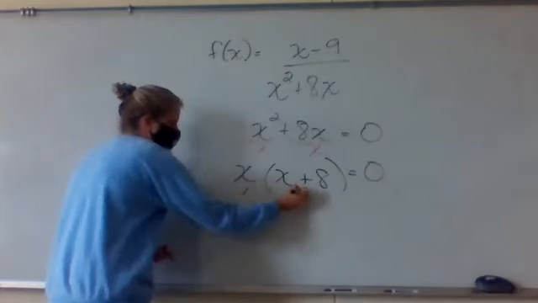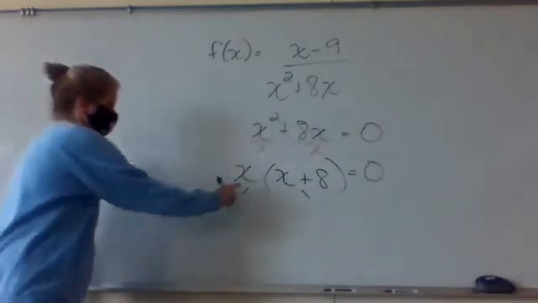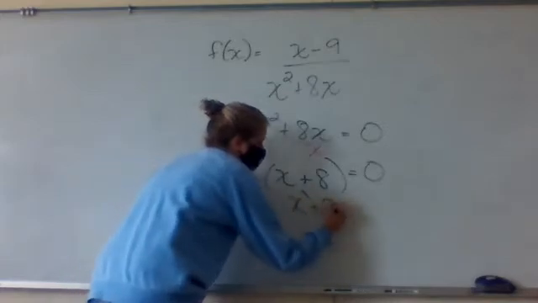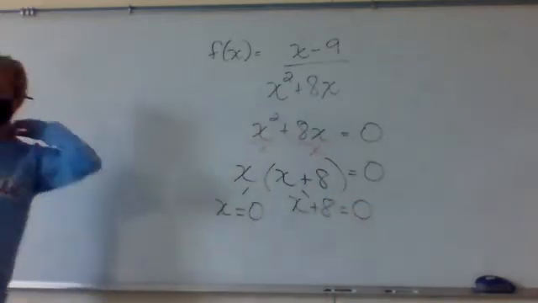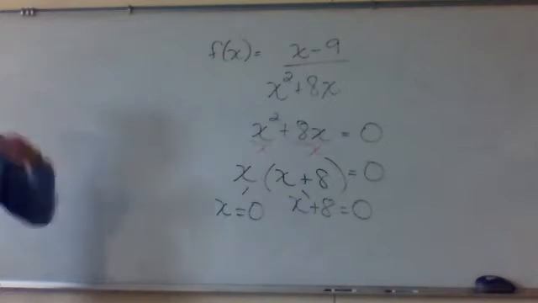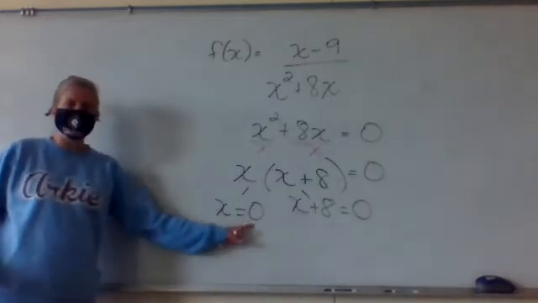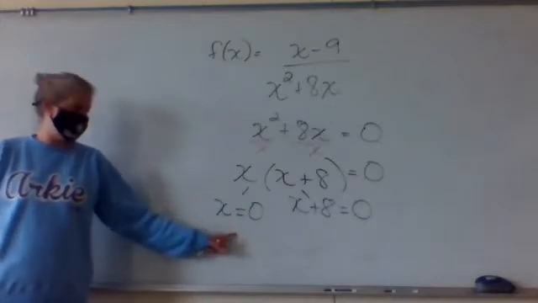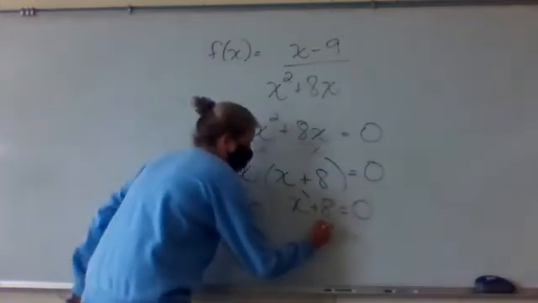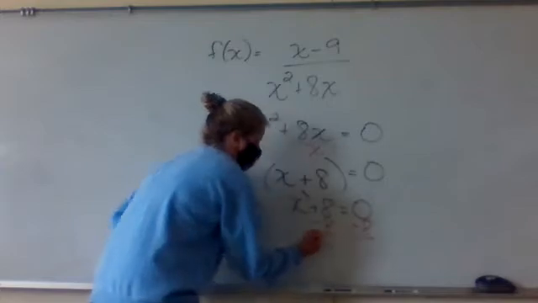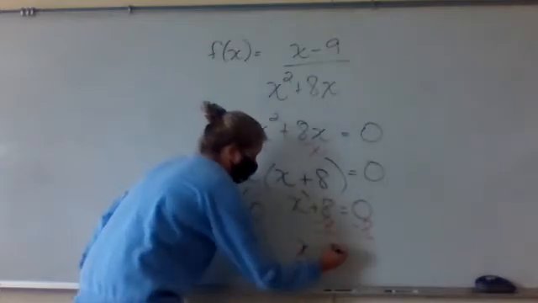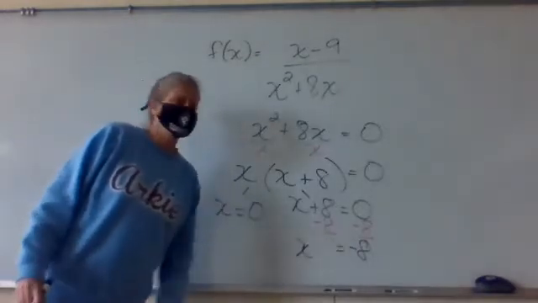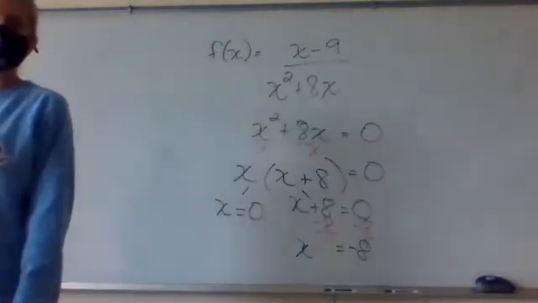So here are my 2 factors that you set equal to 0. One of them is x, so I'll set it equal to 0. The other one is x plus 8. I'll set it equal to 0. And then solve them for x. This one just happens to already be solved for me, right? X is already by itself. So that's one of the zeros. Here, I need to solve this one, so I need to subtract the 8 from both sides. So that gives me x equals -8. So 0 and -8 are the zeros of the denominator.